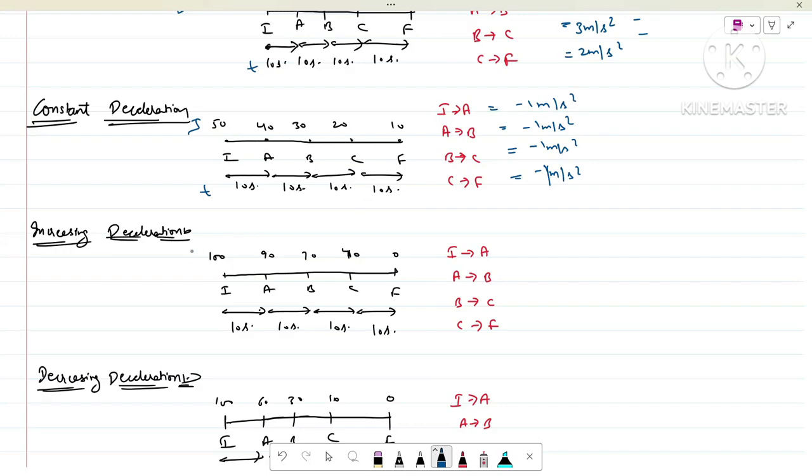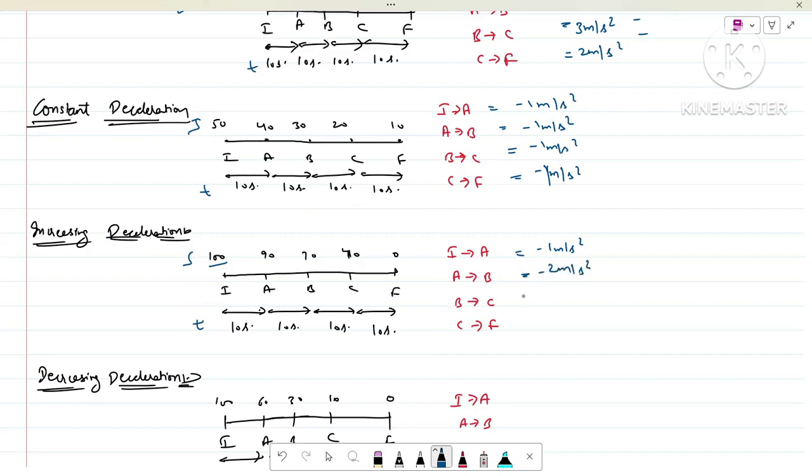Now increasing deceleration. Increasing deceleration, we are considering initial speed is 100. From I to A, it reached, change in speed is minus 10 in 10 seconds. So deceleration is minus 1 meter per second square. But when it reached B from A, change is 70 minus 90, that is minus 20 in 10. So that is minus 2 meter per second square.